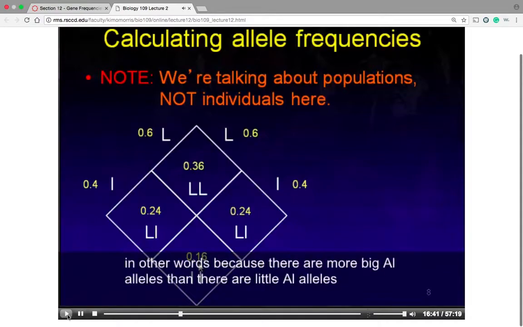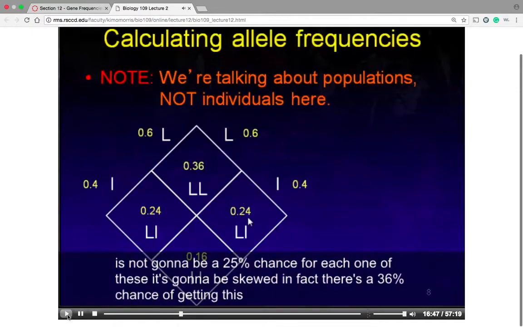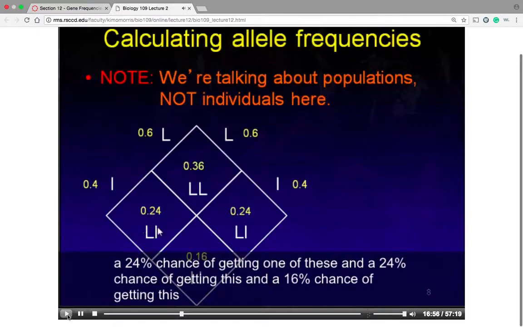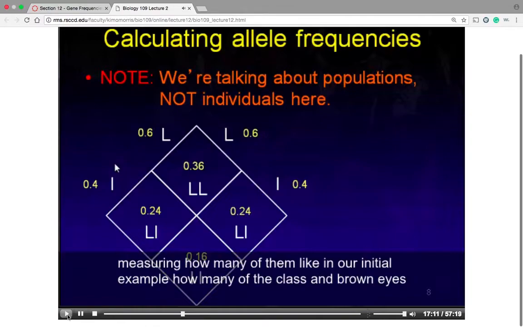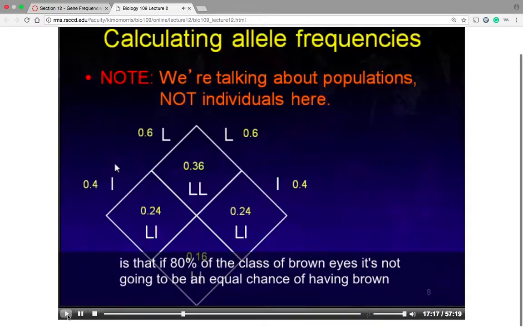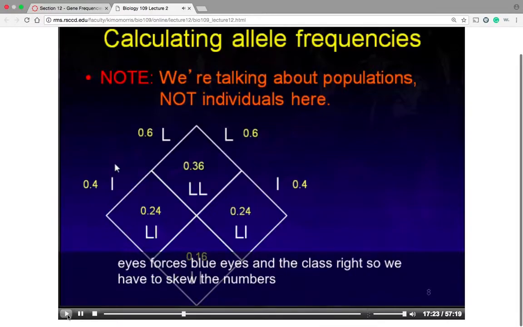In other words, because there are more big L alleles than there are little l alleles, it is not going to be a 25% chance for each one of these. It's going to be skewed. In fact, there's a 36% chance of getting this, a 24% chance of getting one of these, and a 24% chance of getting this, and a 16% chance of getting this. Okay? So we do this because these are not equal in the population. And we figured this out by measuring how many of them, like in our initial example, how many of the class have brown eyes. If 80% of the class have brown eyes, it's not going to be an equal chance of having brown eyes versus blue eyes in the class, right? So we have to skew the numbers.